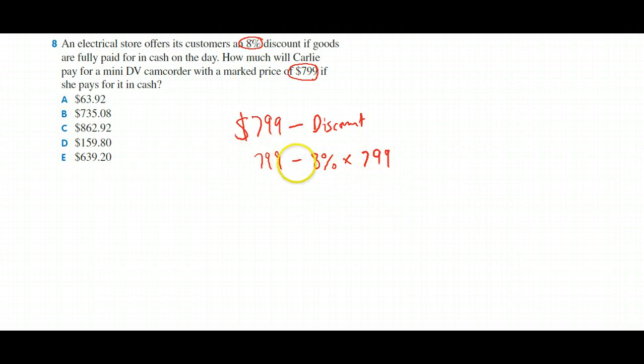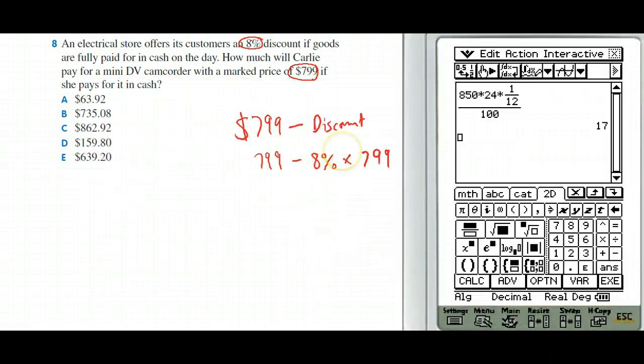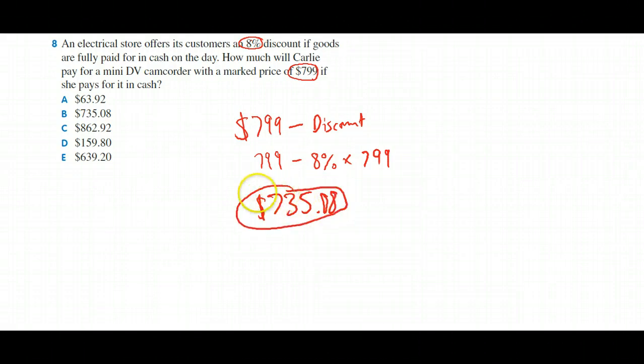So we just need to put that into a calculator and we'll get the discounted price. So $7.99 minus, and we'll put this bit in brackets, 8%, which if we convert it to a decimal is 0.08. So it's just 8 divided by 100, and then multiply that by $7.99, close the brackets, and we get $7.35 and 8 cents. Okay, so that's going to be the discounted price if we pay in cash.